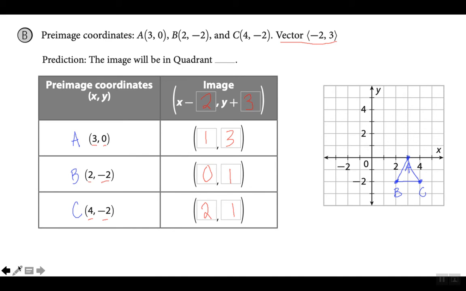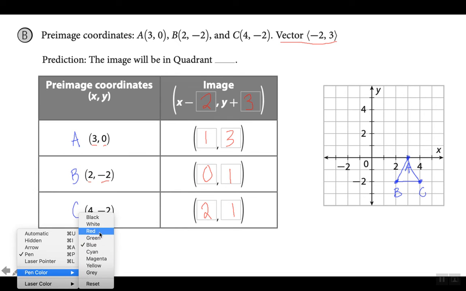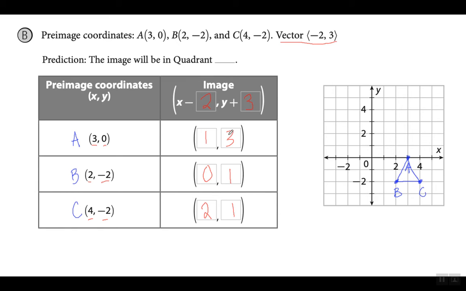Let me change the pen color to red, and I'll draw the image. So A prime is at 1, comma 3. B prime is at 0, comma 1. And C prime is at 2, comma 1. And that's it. Just connect the dots and I'm done. Easy peasy. So again, the blue one is the pre-image, the red one is the image, and I followed what it said in the vector.